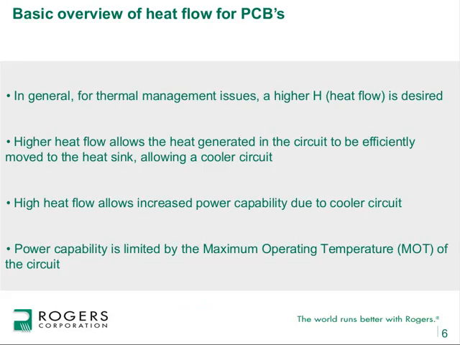In general, for thermal management issues, having a higher heat flow H is good. So you want to increase heat flow. Having a higher heat flow essentially means the circuit's going to stay cooler, and it also lets you put more power through the circuit. Because what it comes down to, for the maximum power that you can put on a circuit, is you cannot violate the maximum operating temperature of the circuit. So if you're able to increase heat flow and keep a cooler circuit, you can put more power through it. I'm going to talk about the maximum operating temperature and some details there a little bit later.